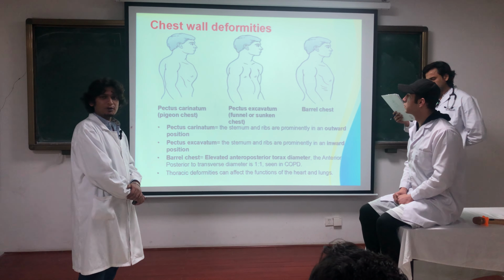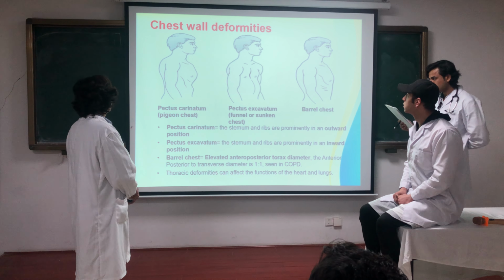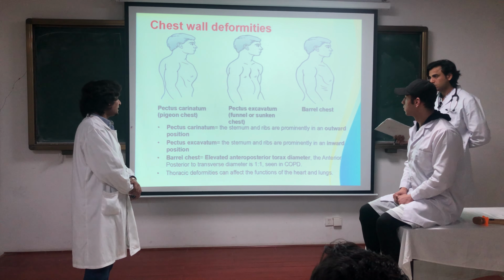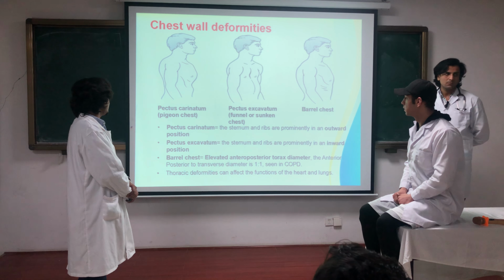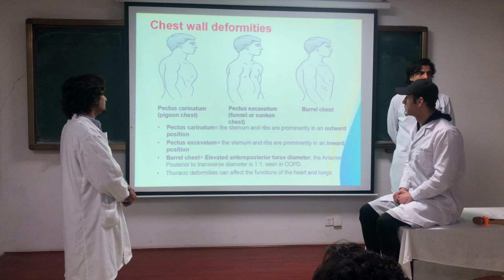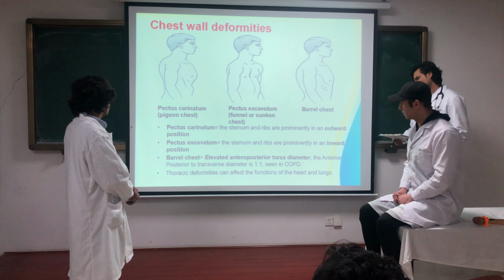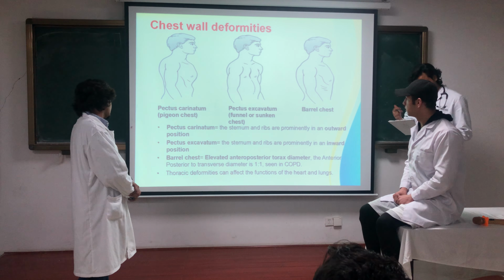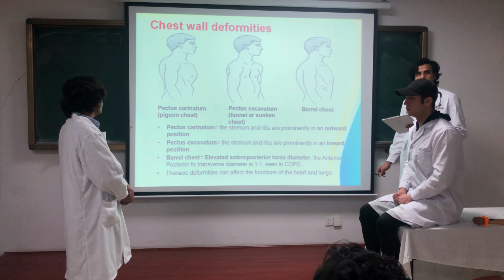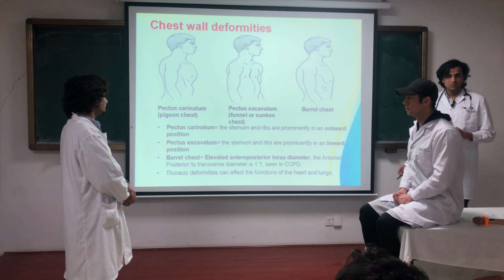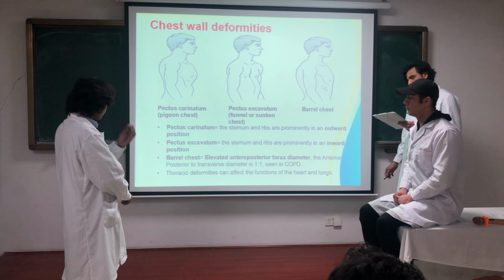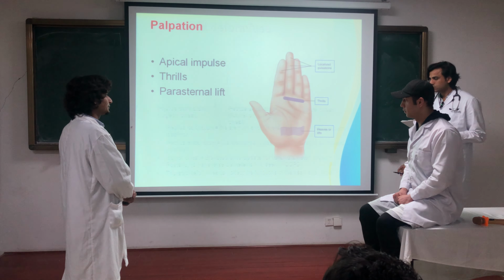So chest wall deformities: pectus carinatum, pigeon chest. The sternum and the ribs are prominently in outward position. Pectus excavatum, the sternum and ribs are in inward position. Barrel chest, elevated anterior posterior thorax diameter. The anterior posterior to transverse diameter is 1:1, seen in COPD. Thoracic deformities can affect the function of the heart and lungs.